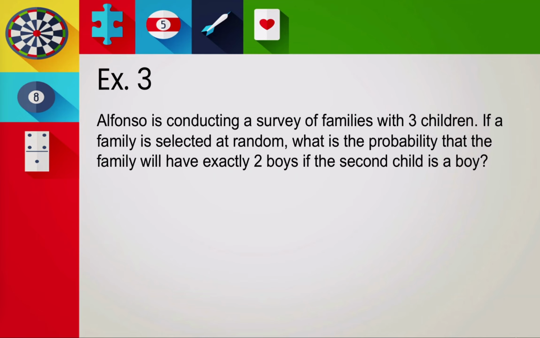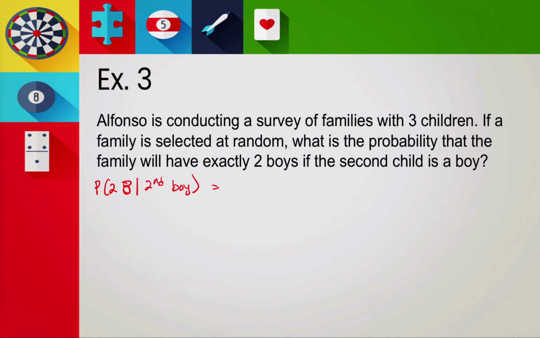Alfonso is conducting a survey of families with 3 children. If a family is selected at random, what is the probability the family will have exactly 2 boys if the second child is a boy? Probability of 2 boys given that the second child is a boy.